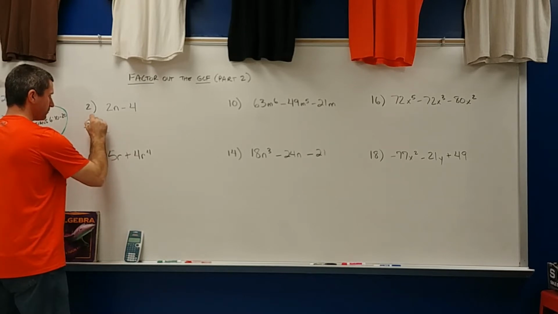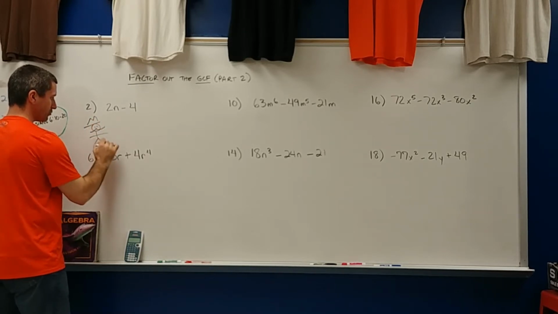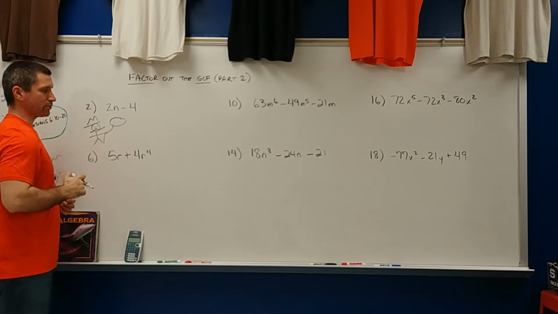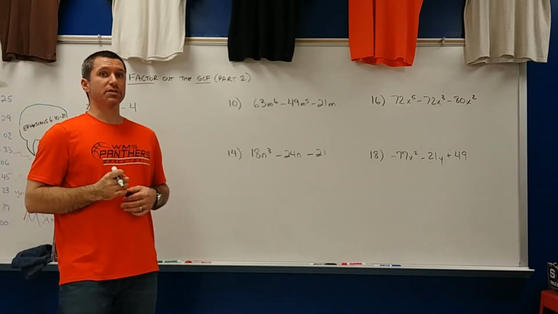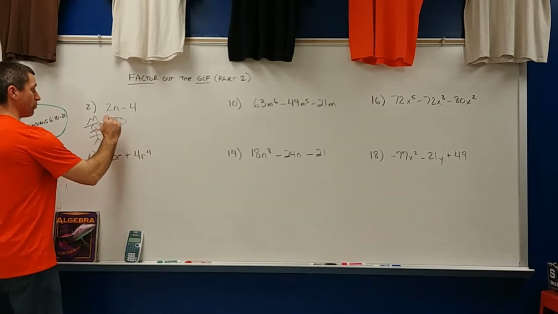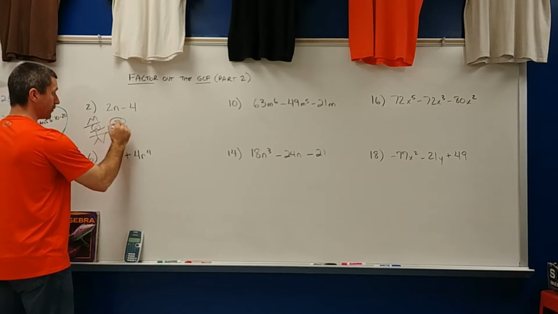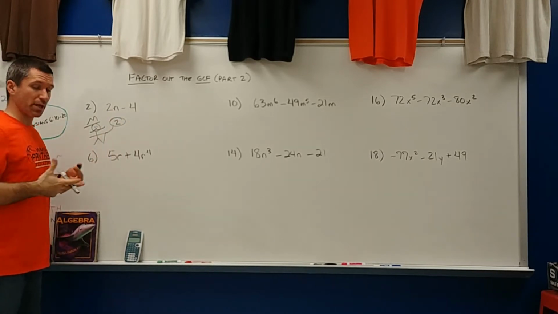He's got a hat. He's got a mustache. And he's got a lasso. And the lasso is the GCF lasso. So what would you put in there? I would put in a 2. Yeehaw! Pull out a 2.